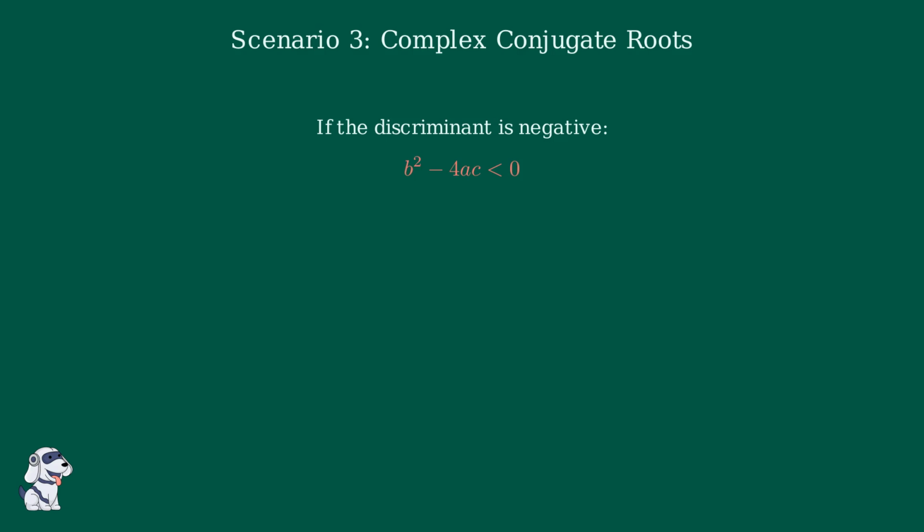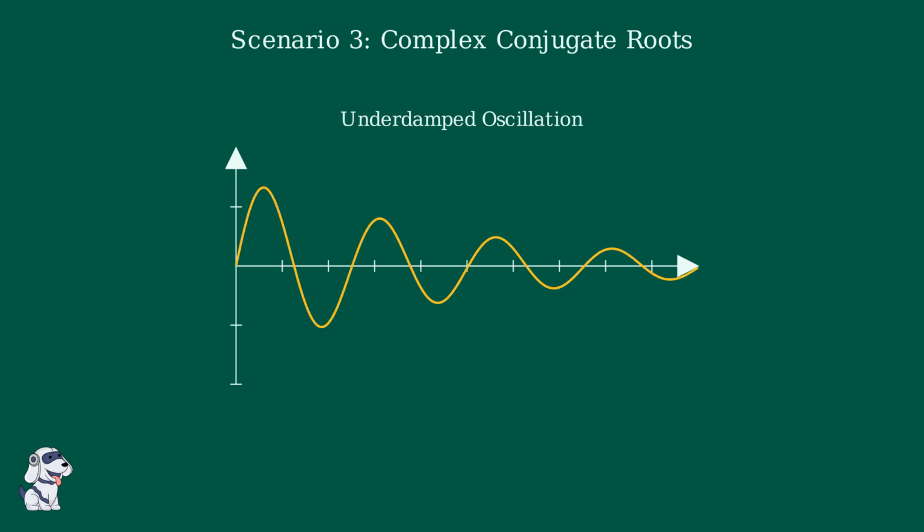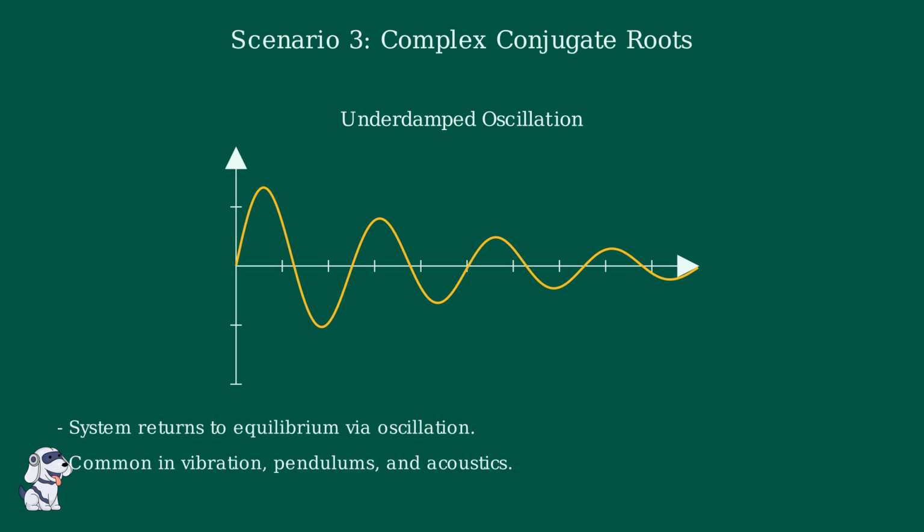When the discriminant is less than 0, we encounter complex roots. These appear in the form alpha plus or minus i times beta. This represents an underdamped system. It is the heartbeat of physical oscillation, like a vibrating string or a skyscraper swaying in the wind. The system doesn't just stop. It oscillates back and forth, gradually settling over time. This is fundamental to understanding any mechanical or electrical resonance.